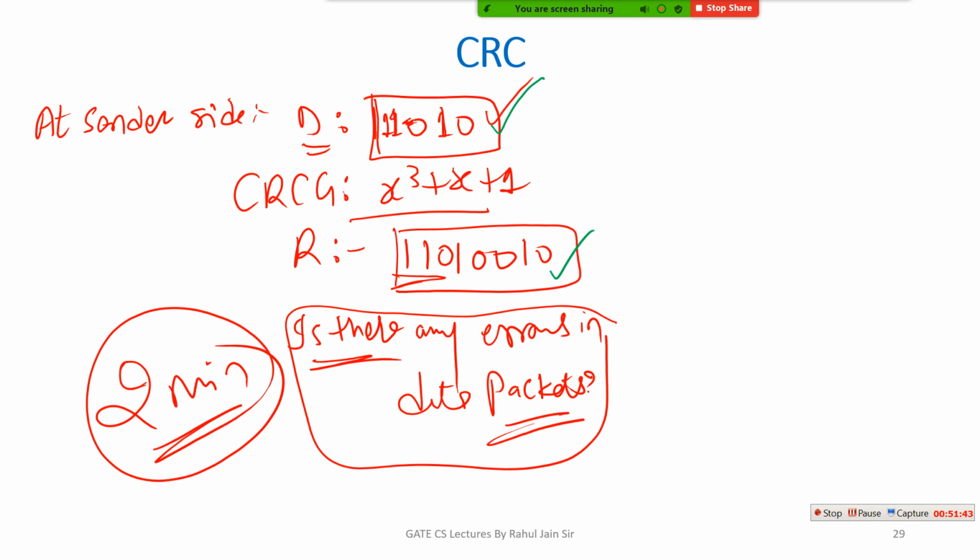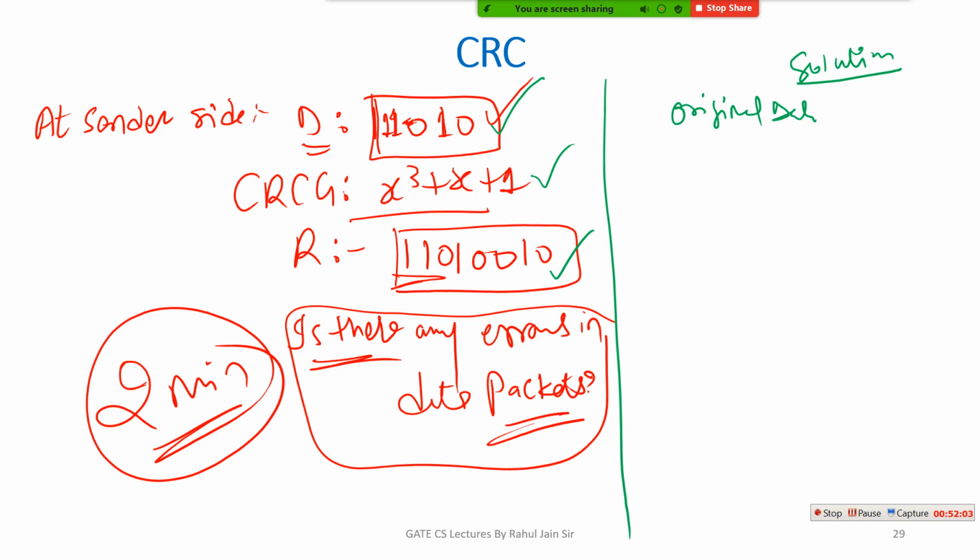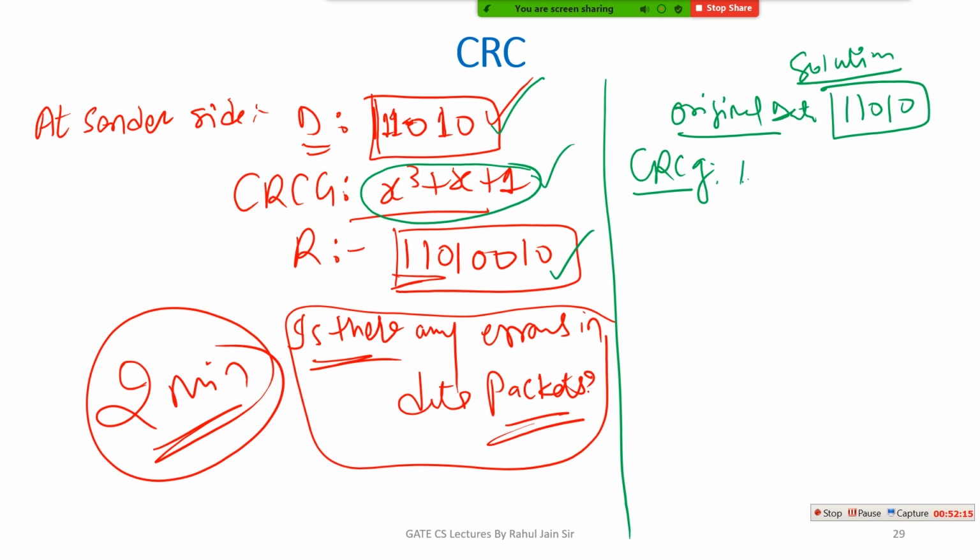Okay, now see the solution, guys. My original data is 11010. What is my CRC generator? The CRC generator is x cube plus x plus 1. I can rewrite it as 1 into x cube plus 0 into x square plus 1 into x plus 1 into x to the power 0. So the CRC generator bits are 1 0 1 1. These are my CRC generator bits.